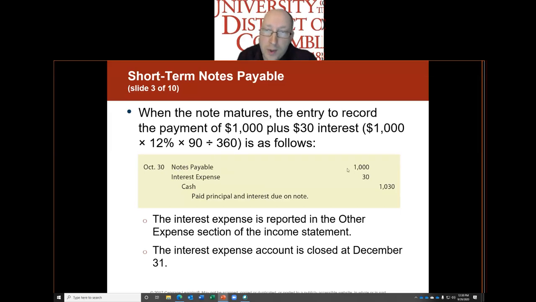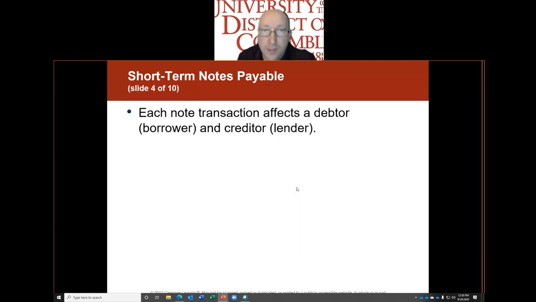So we debit notes payable $1,000 to reduce that notes payable account. We debit interest expense, increase the expense. And we credit cash $1,030. This is the reflection of when the payment is made.